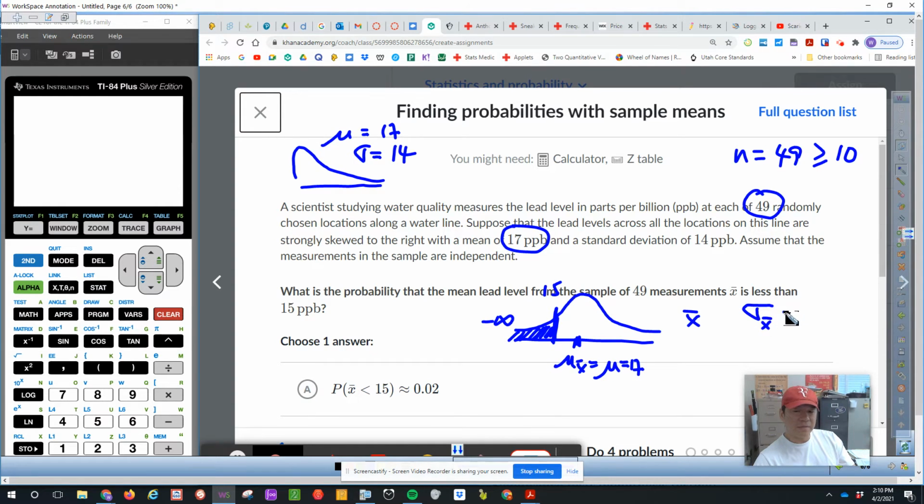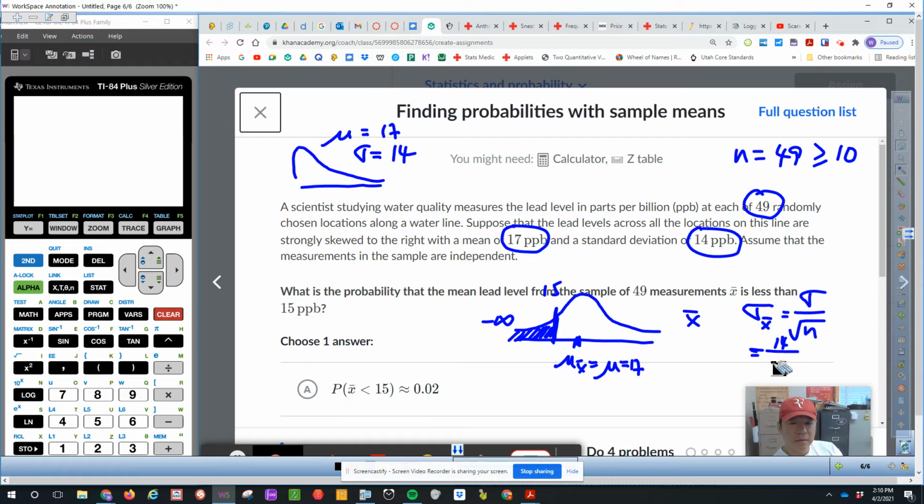I need to find the standard deviation of the sampling distribution of the sample mean, and that is the population standard deviation divided by root n. In this case, the standard deviation is 14 divided by root 49, and root 49 is 7. So 14 divided by 7 is 2. So the standard deviation is 2. We now know that the sampling distribution is approximately normal.